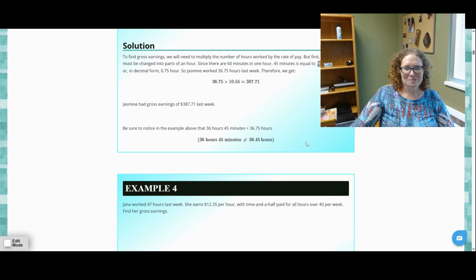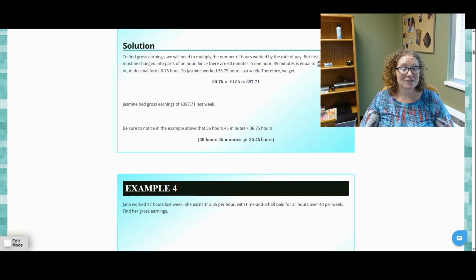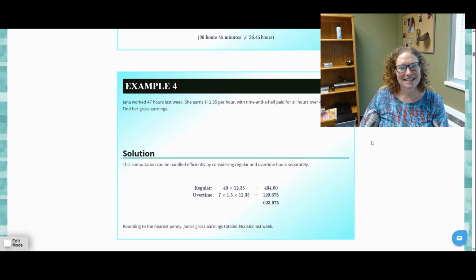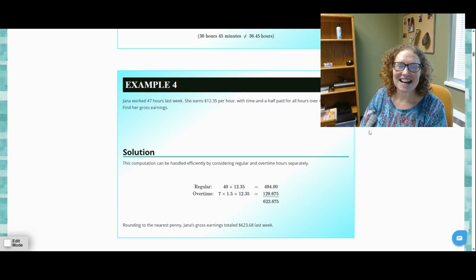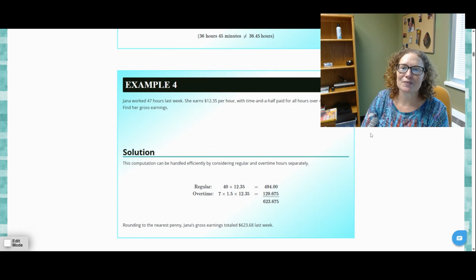Again, it just says make sure that you... kind of a trick, not really. If it was like 15 minutes, it would be 0.25. 30 minutes would be 0.5. So those are just some different examples of what could be used on those. Let's see. Then we have a time and a half. This one is a little bit easier because it's for all hours over 40.